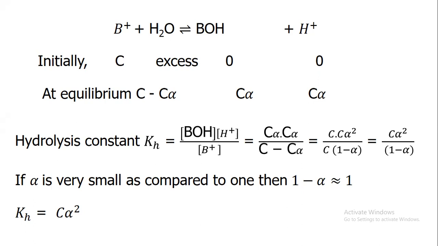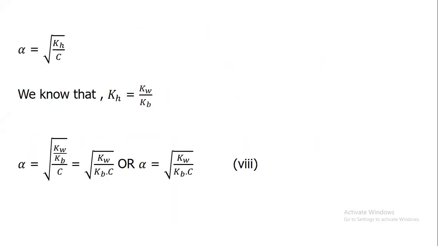Alpha is very small as compared to 1, so 1 minus alpha tends to 1. So Kh is equal to C alpha squared, so alpha equals root over Kh over C. Also we know that Kh is Kw over Kb, so alpha equals root over Kw over Kb C.